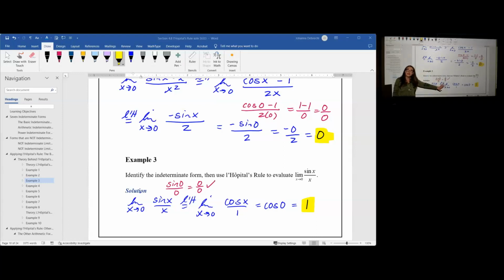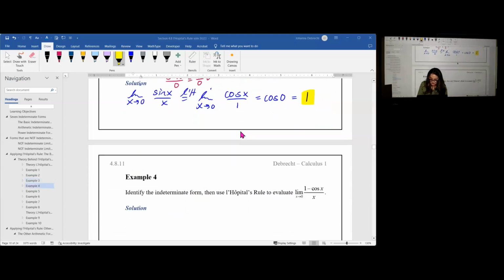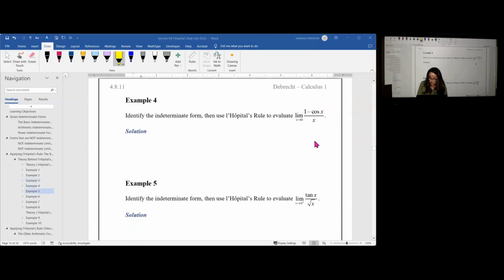I hope you got the value of 1. We know we have form 0 divided by 0, so we can directly apply L'Hopital's rule. Taking the derivative of numerator and denominator separately gives us cosine x over 1, and the cosine of 0 is 1. Let's now move to the next page. Go ahead and pause the video while you evaluate the two limits in example 4 and 5. Then turn the video back on and we'll talk about the result.